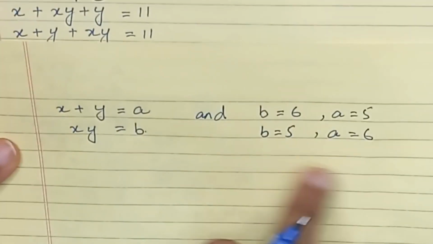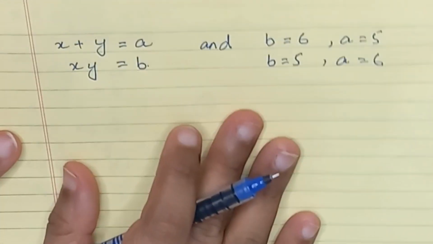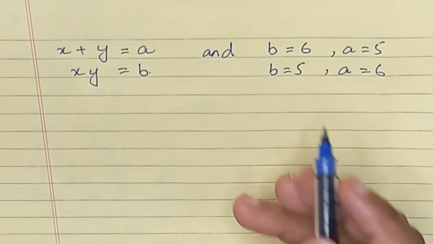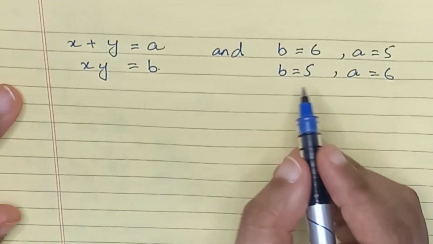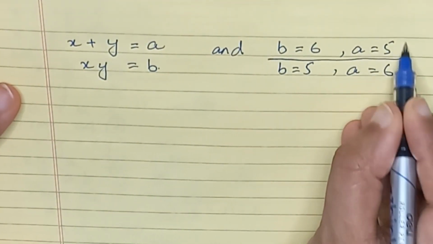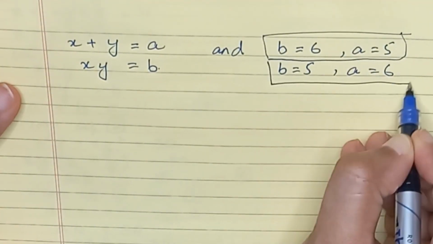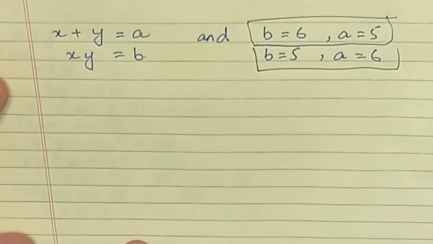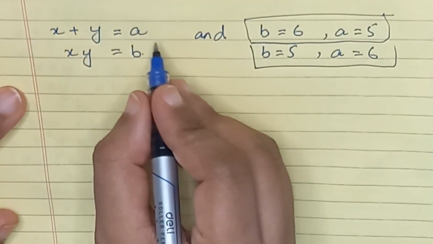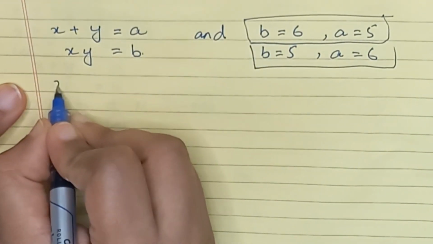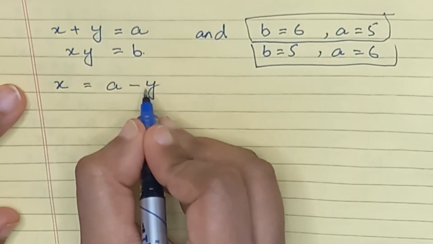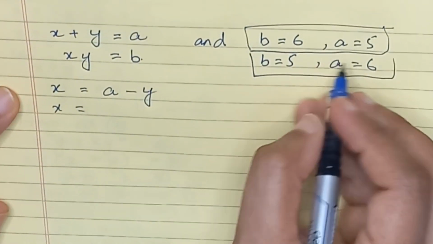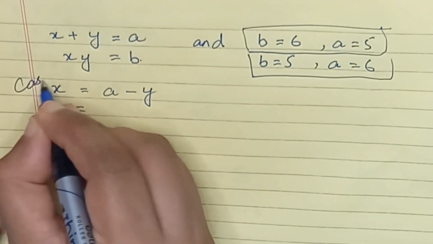So our main task is to find the values of x and y. We will put the values of a and b here and find the values of x and y. Here we have two cases: when a is equal to 5 and b is equal to 6, and when a is equal to 6 and b is equal to 5. From this equation we can get the value of x, which is a minus y, in terms of y, and a is 5 in case 1.